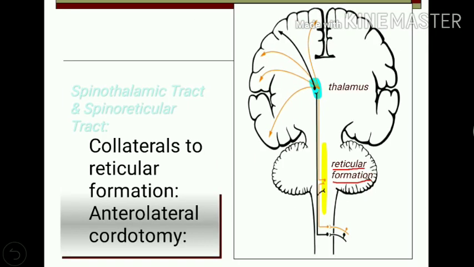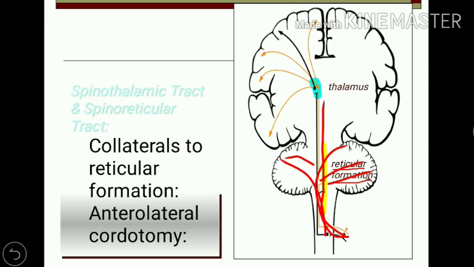Now, this spinothalamic tract, anterior as well as lateral, gives collaterals to the reticular formation. What is this reticular formation? It is a network of neurons present in the brain stem. It has various vital functions. One of the important functions of the reticular formation is that it is concerned with arousal. This is the reason that when the lateral as well as anterior spinothalamic tracts are stimulated, the reticular formation gets activated and the person becomes awake.